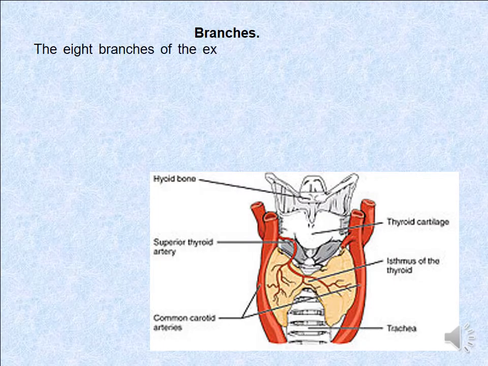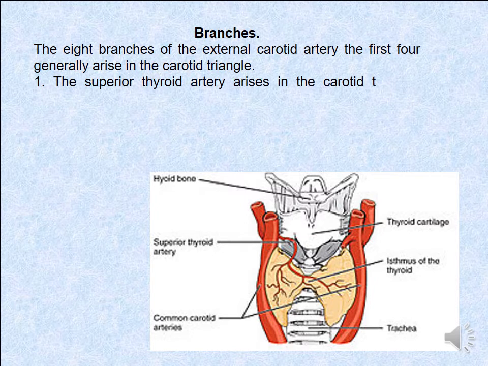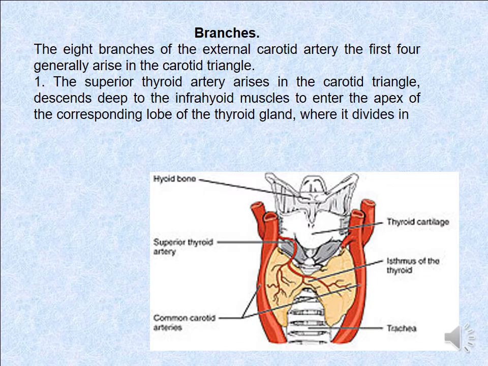The branching of the external carotid artery. There are 8 branches of the external carotid artery. The first 4 generally arise in the carotid triangle. The first one, the superior thyroid artery, arises in the carotid triangle, then runs deep to the infrahyoid muscles to enter the apex of the corresponding lobe of the thyroid gland, where it is divided into glandular branches.